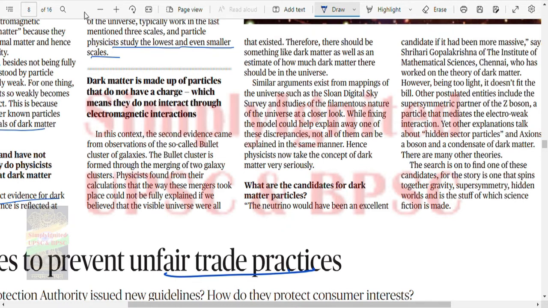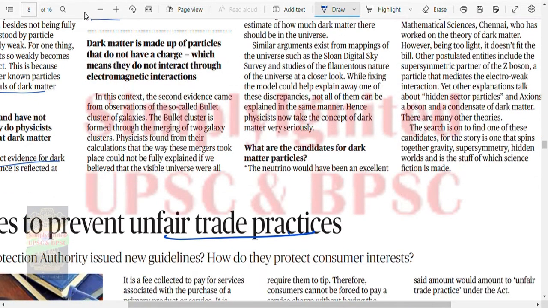Therefore, there should be something like dark matter as well. A similar argument exists from the mapping of the universe, such as the Sloan Digital Sky Survey, and studies of the cosmic microwave background, where fixing the model could help explain the fine details.